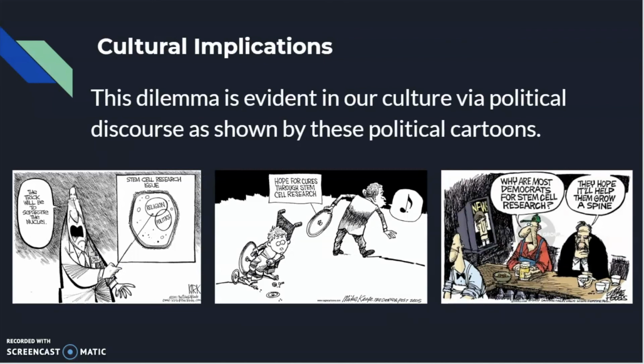Not only religious implications, but here are some cultural and political implications that get wrapped up in this dilemma as well. Here you can see a couple of different political cartoons from the past couple of years that accentuate the tension that tends to go along with political choices as well. You can feel free to pause and check these out if you'd like. Slightly humorous cartoons.